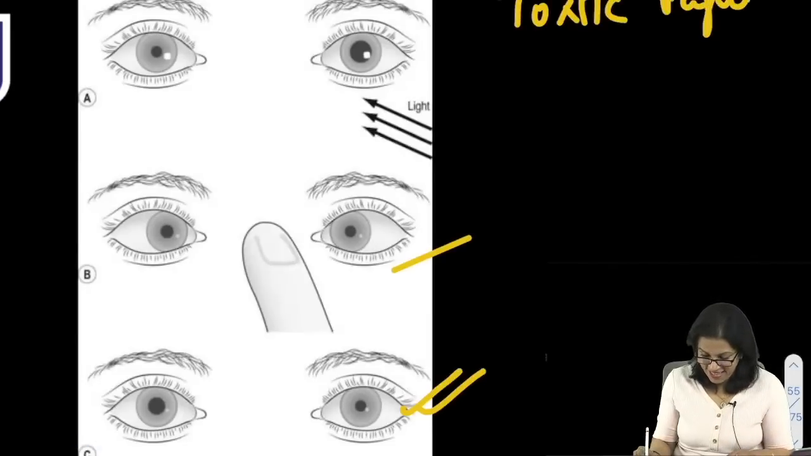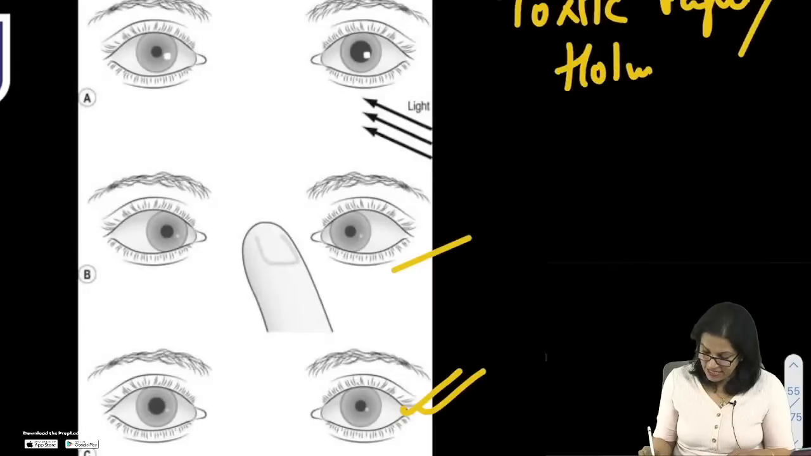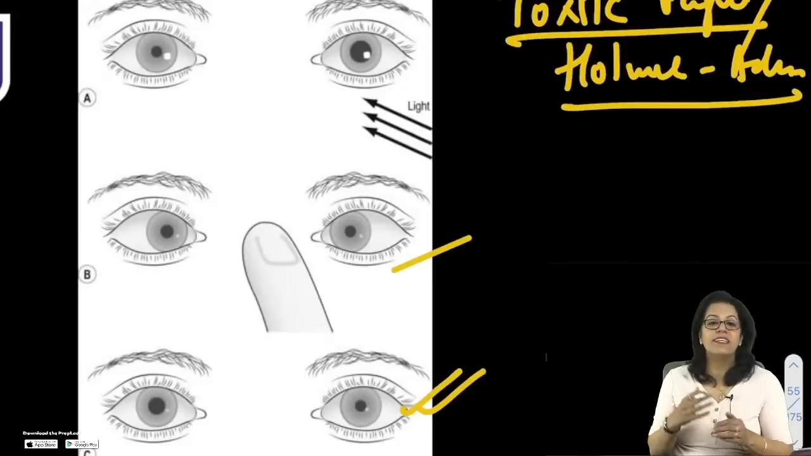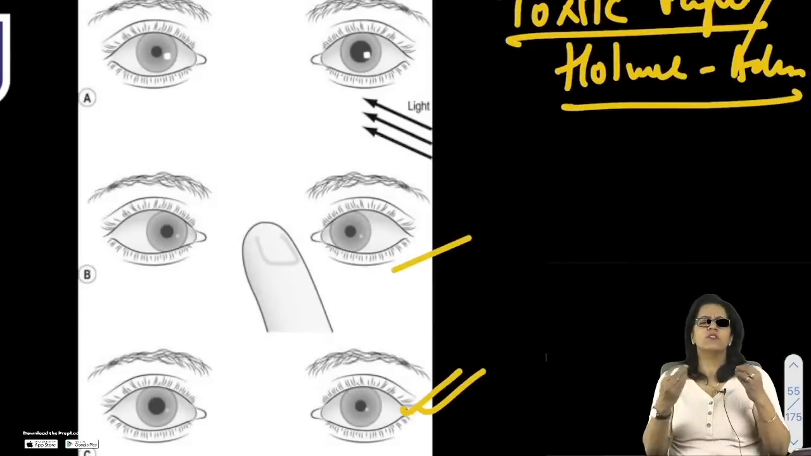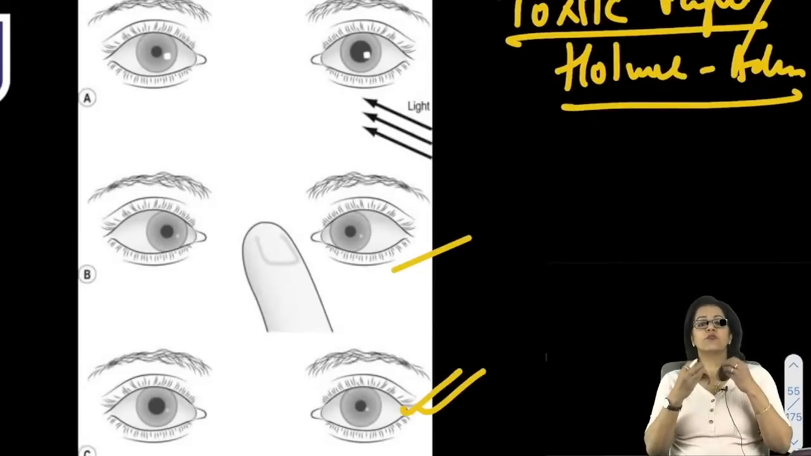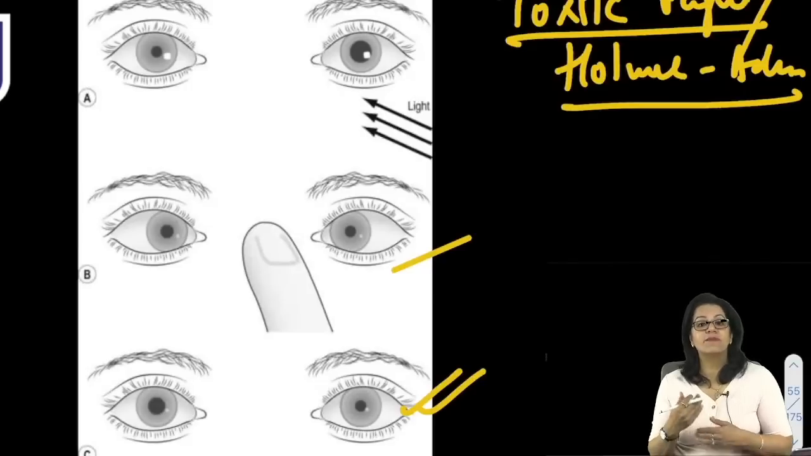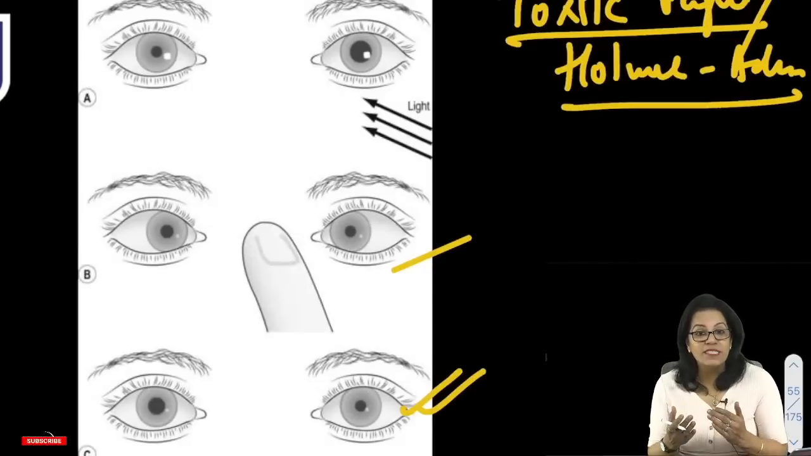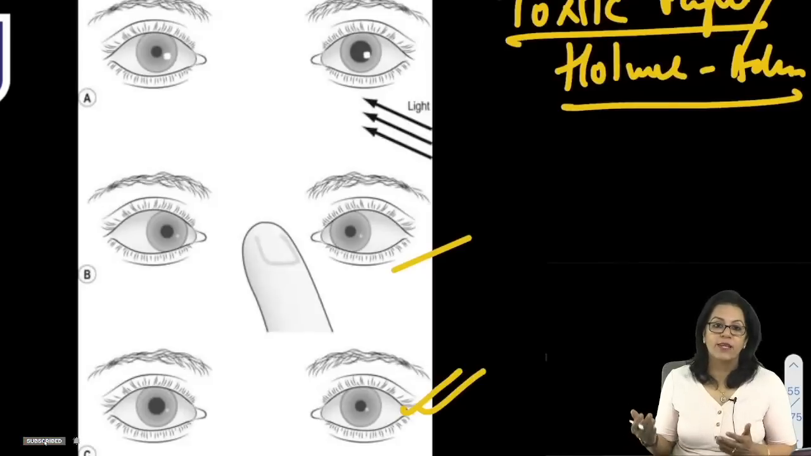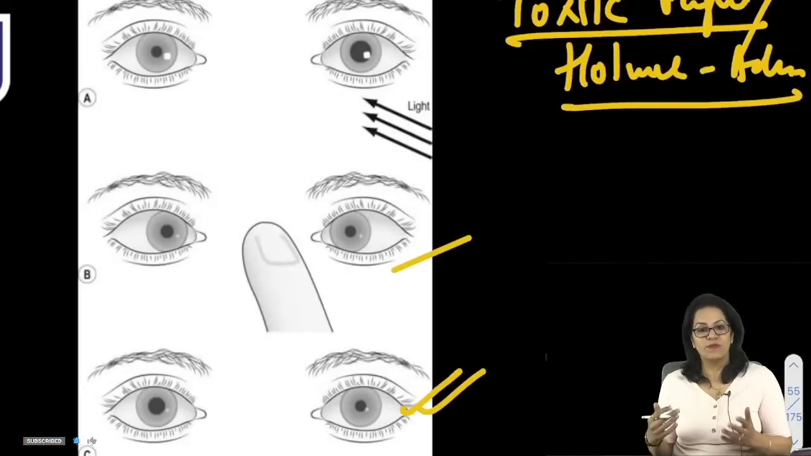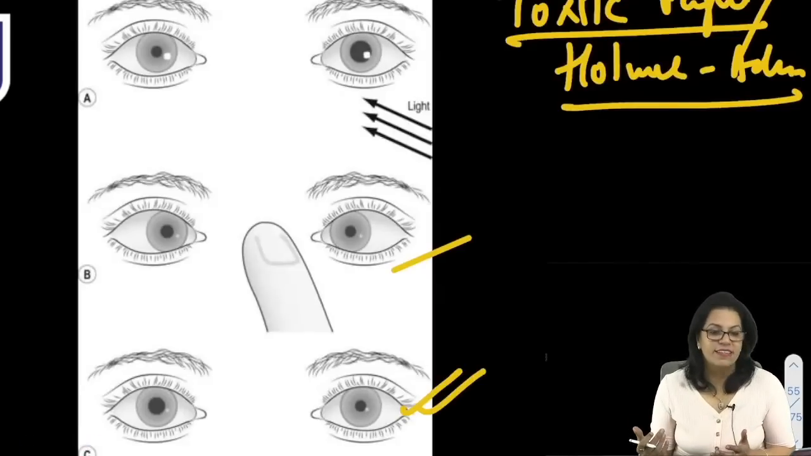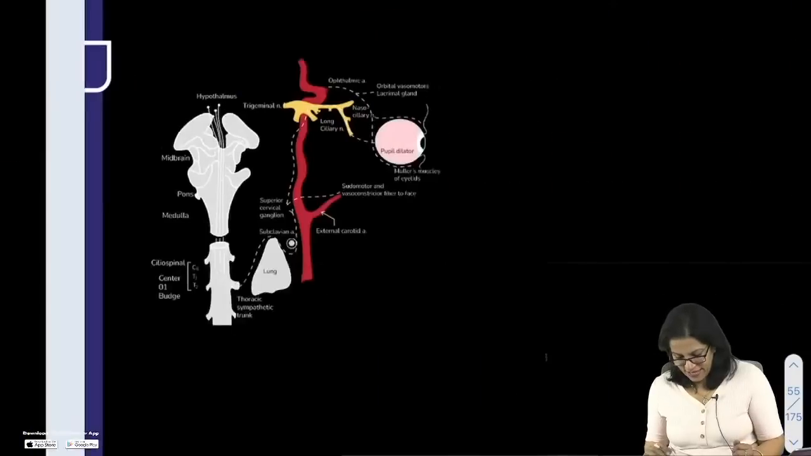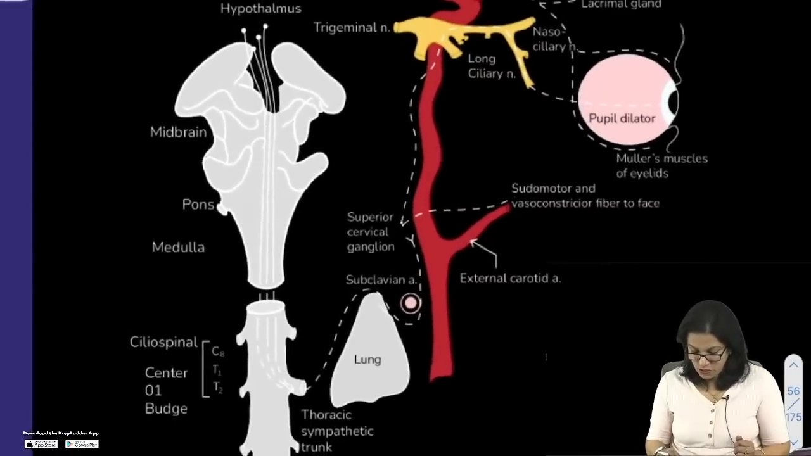I hope you know this. This is tonic or Holmes-Addy pupil. Everything is sluggish: light reflex almost absent, accommodation also very sluggish, and even tendon reflexes are sometimes sluggish. You know this, right? And why does it happen? Due to a lesion in the ciliary ganglion or short ciliary nerves. So it is mainly the efferent pathway.